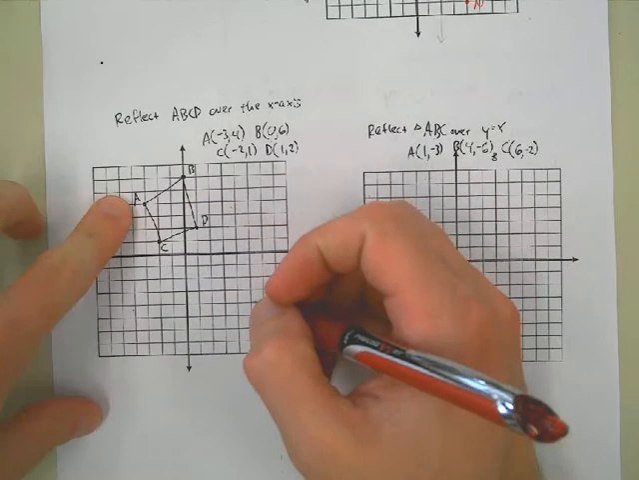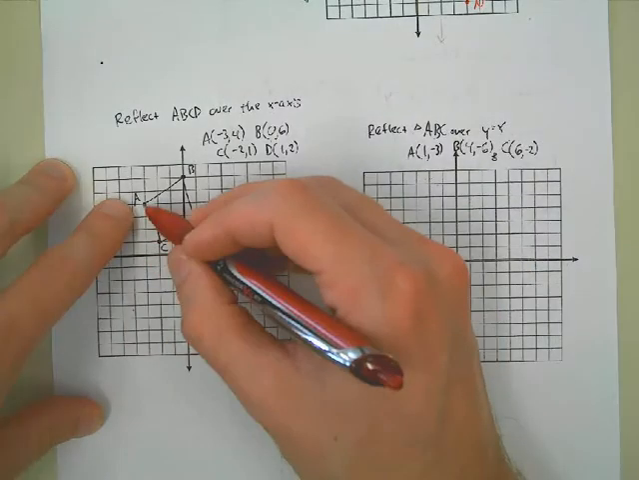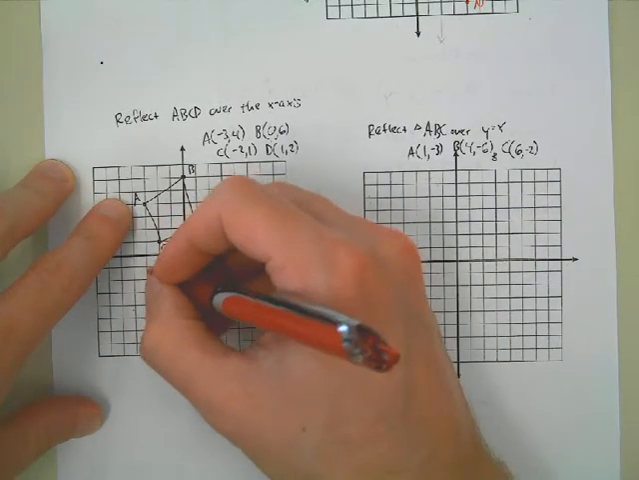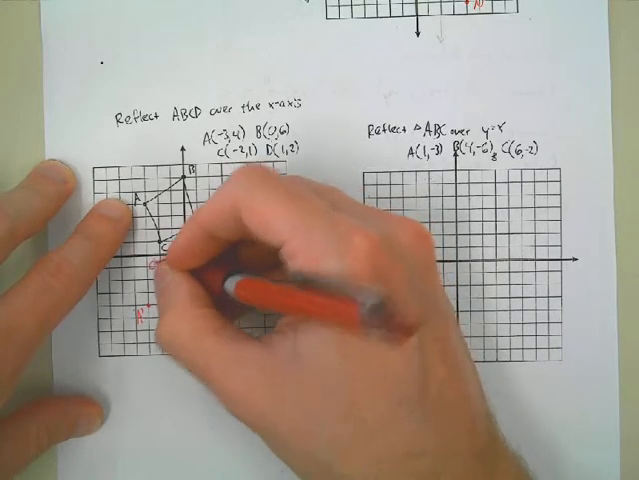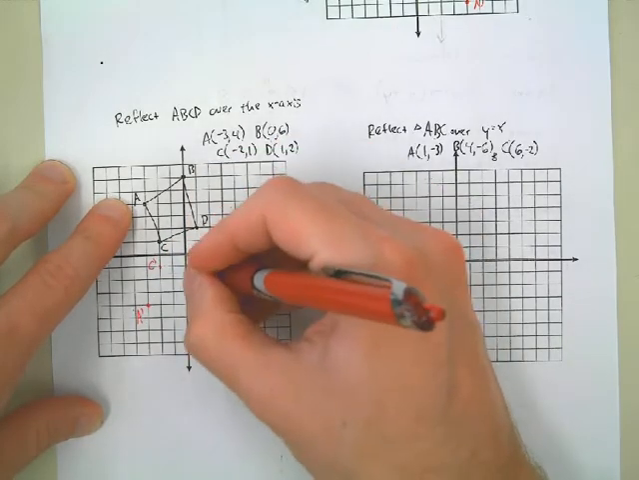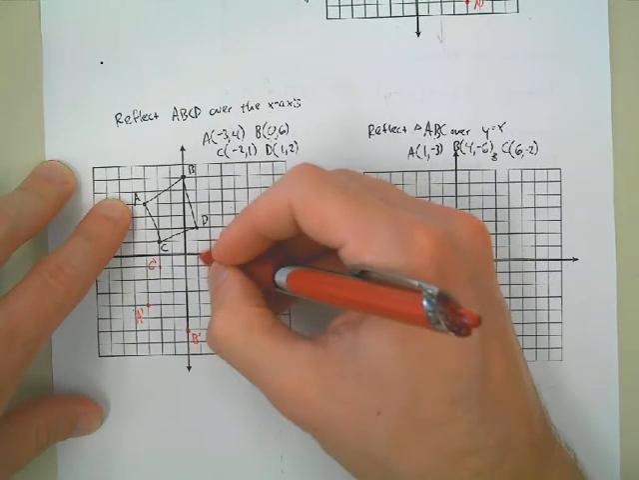A is 4 units above, so we're going to go 4 units below. So 1, 2, 3, 4. There's A prime. C is 1 above, so 1 below. C prime. B is 6 above, so we'll go 1, 2, 3, 4, 5, 6 below. There's B prime. D is 2 above, so 2 below. D prime. And then you can connect the dots.